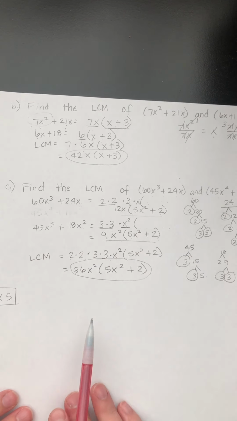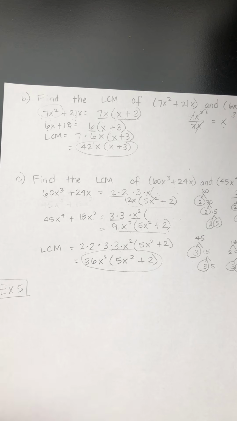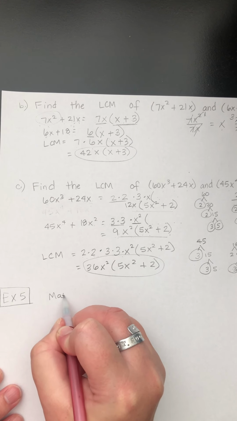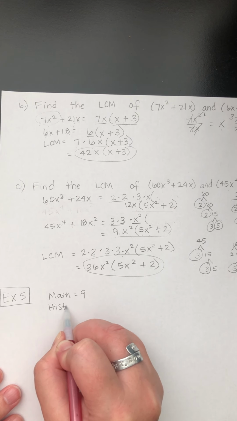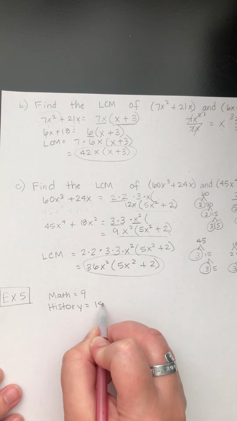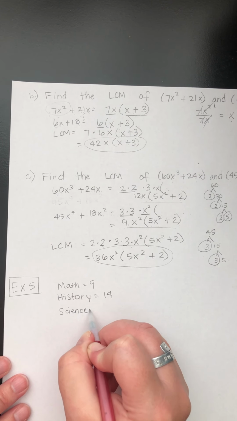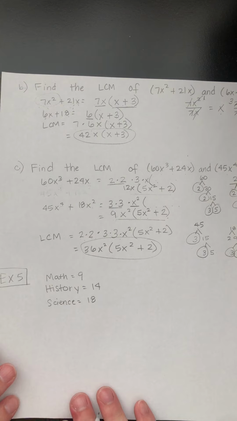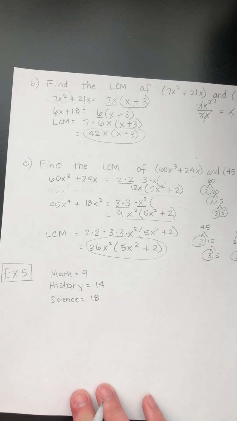The last example is example 5. It says the math test is given every 9 days. Math is 9 days. Then it says a history test is given every 14 days. And a science test is given every 18 days. Okay, how many days into the school year will all 3 tests be given on the same day?